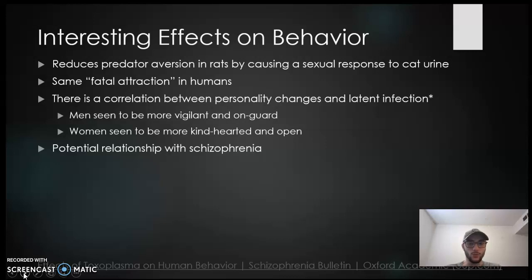It's not 100% clear what that relationship is. It's known that schizophrenic patients are 2.5 times as likely to test positive for toxoplasmosis. It's unclear if there is a causal relationship at all. And if there is one, we wouldn't know why only some people get schizophrenia as opposed to everyone.